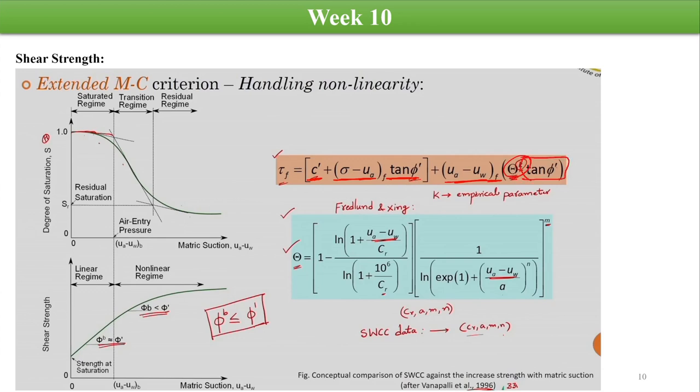So here we have not used the Fredlund engine, we have not used tan phi b, but tan phi dash only. And the term which is multiplied here is theta to the power k. What is theta? Theta is the same as the expression which had been provided from the SWCC data in Fredlund. That is equal to 1 minus ln of 1 plus u minus uw upon Cr, over ln of 1 plus 10 to the power 6 upon Cr, and 1 upon ln of exponential 1 plus u minus uw upon a to the power n, to the whole power m. Here Cr, a, m, and n are fitting parameters which are obtained by fitting on the SWCC data.